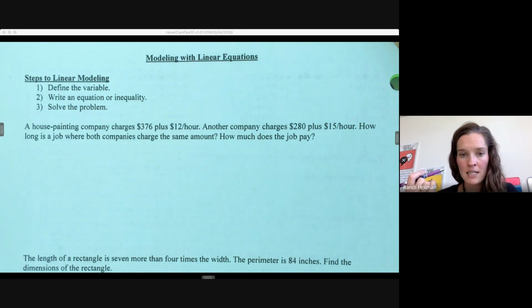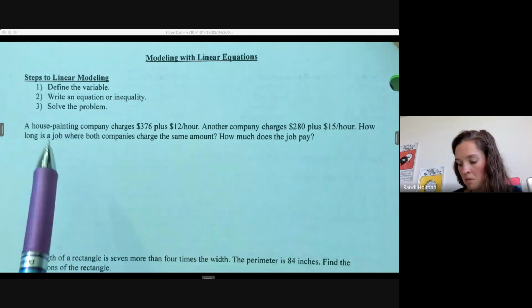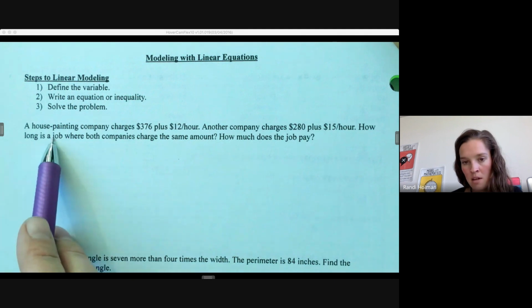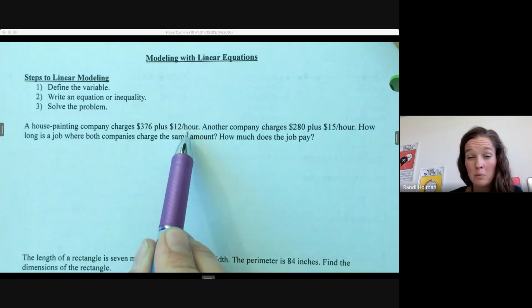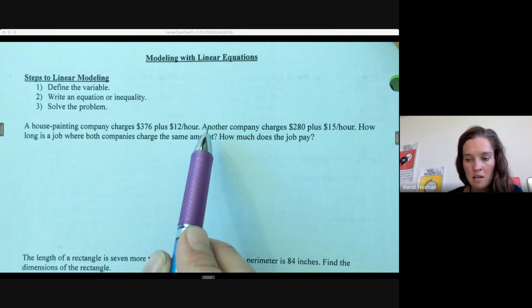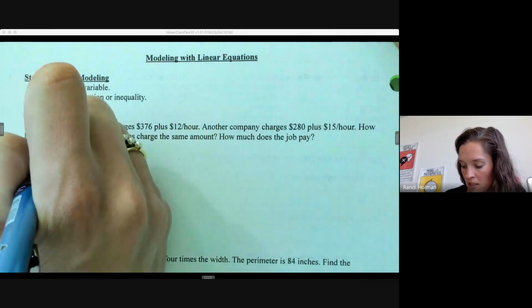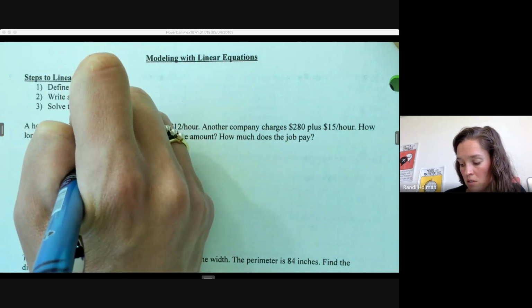So taking a second to think about what's happening and what we're looking for along with defining that variable is really helpful. So what is the thing that's variable here, as far as where we're looking for how long is a job where both companies charge the same amount? So we're looking for really how long is the job. Another thing that we can look out for here is any rates that can help us to find our variable. It's $12 per hour. So this cost here is changing depending on the number of hours. So our variable, I'm going to use x here. You could use whatever variable you want to, is the number of hours.